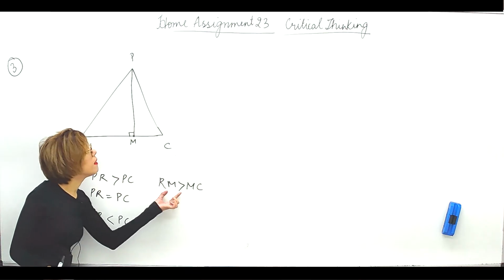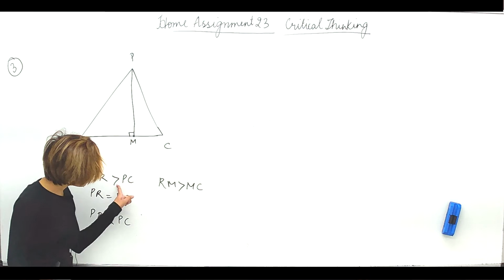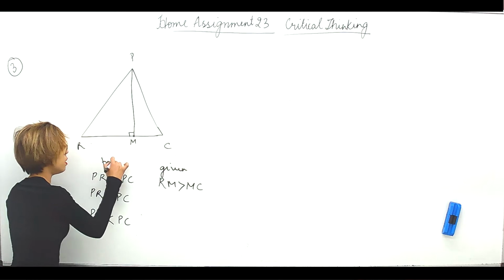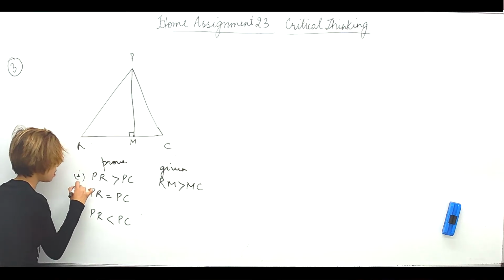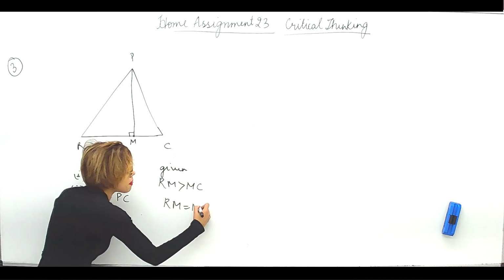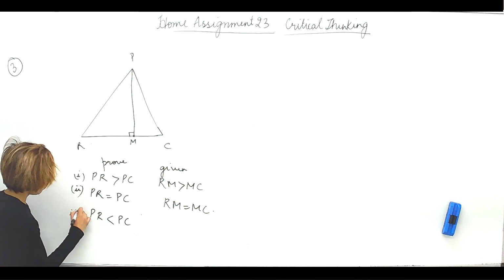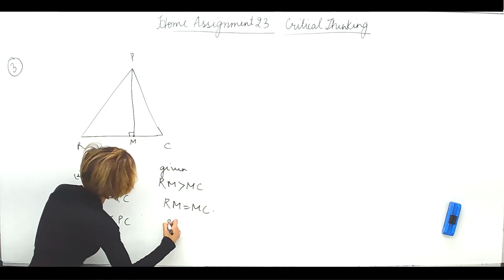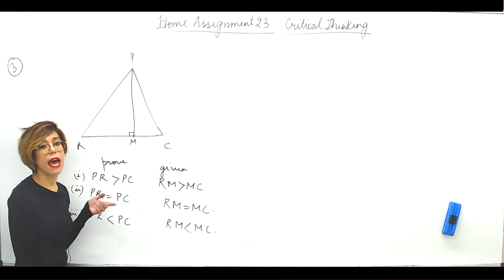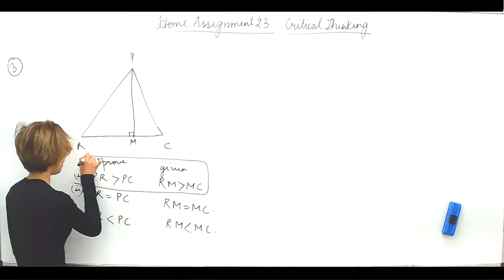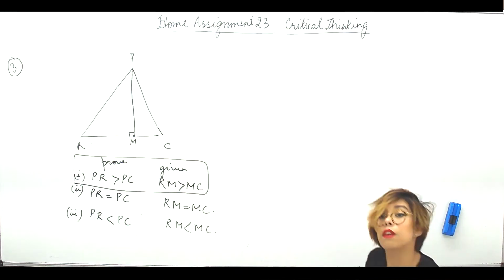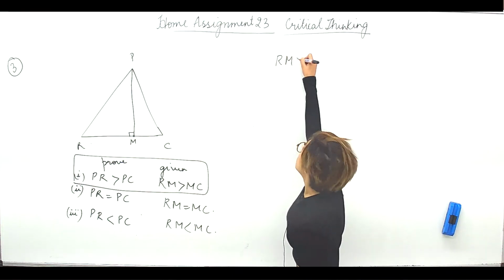Then RM greater than MC, this is given to you. Prove this, then this is given. Right? So, given, prove. Right? So, this is part 1, this is part 2. Prove PR is equal to PC, given RM is equal to MC. Third, PR is less than PC, given RM is less than MC. Right? So basically there are 3 parts of the question, and we will be dealing with the first one first. I need to prove that PR is greater than PC given RM is greater than MC.